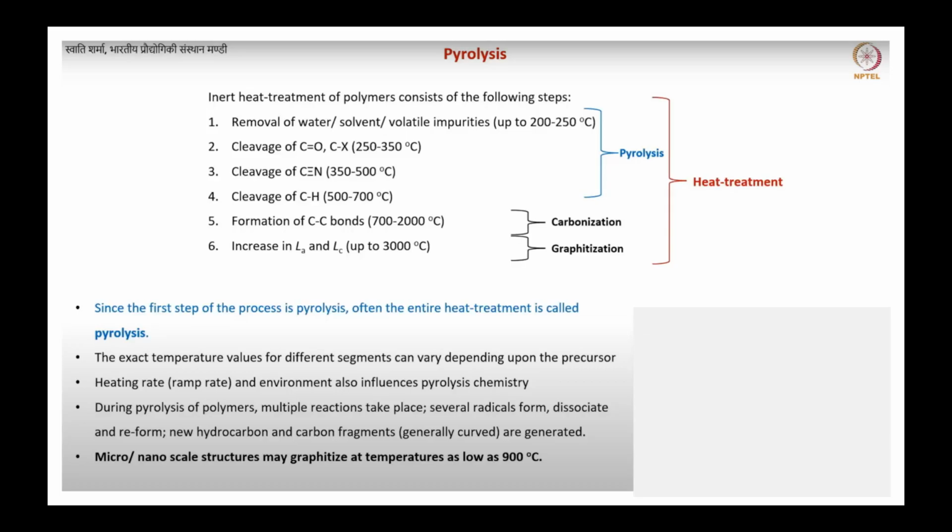The exact temperature values for the different segments can vary from precursor to precursor, and the heating rate and environment also influence the pyrolysis chemistry. During pyrolysis of polymers, multiple reactions usually take place, and several radicals form, dissociate and reform new hydrocarbons, and new fragments are generated. So micro and nanoscale structure may graphitize at temperatures as low as 900 degrees centigrade.